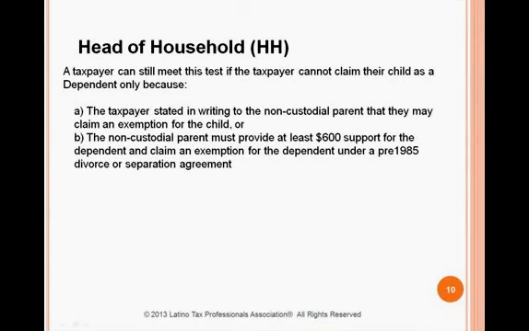The taxpayer can still meet this test if they cannot claim their child as a dependent only because the taxpayer stated in writing to the non-custodial parent that he or she may claim an exemption for the child, or the non-custodial parent must provide at least $600 support for the dependent and claim an exemption for the dependent under a pre-1985 divorce or separation agreement.